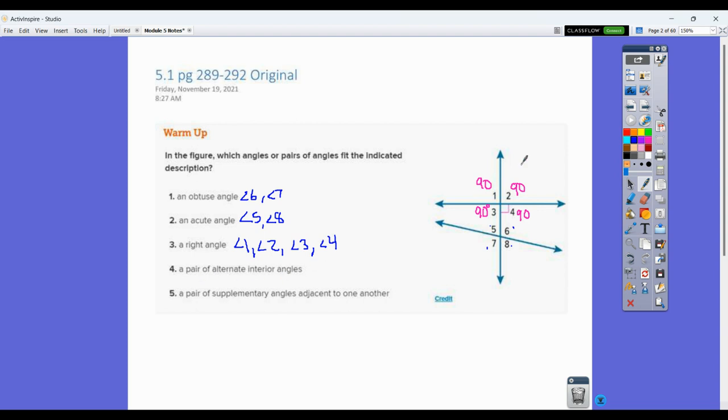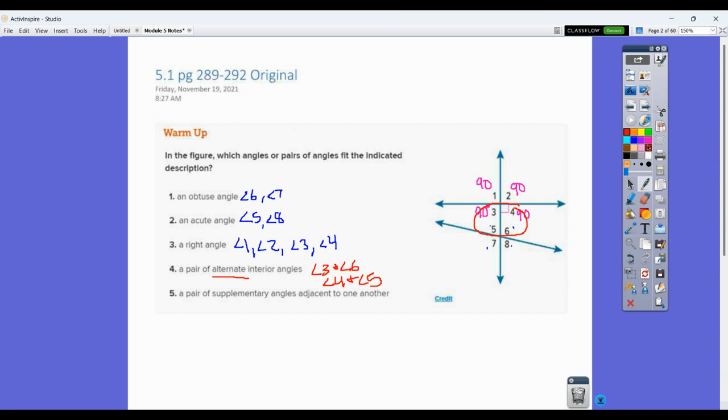A pair of alternate interior angles. Now remember, alternate interior angles still exist even if there are not parallel lines. So the interior angles are 3, 4, 5, and 6, on alternating sides of the transversal. If I list angle 3 and angle 6, because we want alternate interior, so 3 and 6, and then my other one would be angle 4 and angle 5.